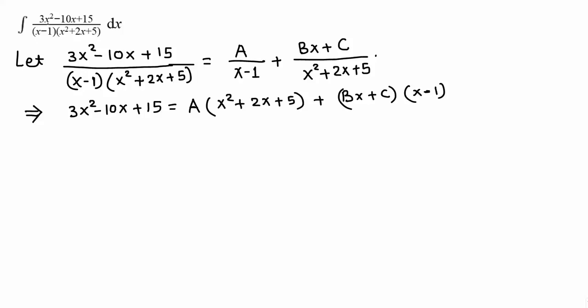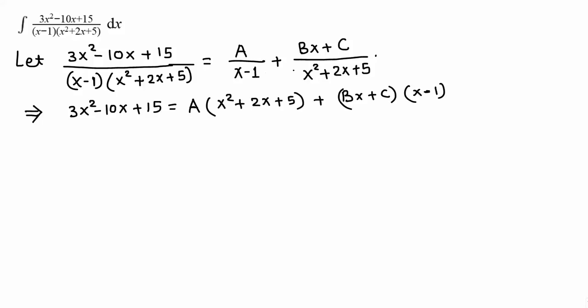Integral of (3x² − 10x + 15) over (x − 1)(x² + 2x + 5) dx. So we want to write this complex fraction as a sum of two simpler fractions. x − 1 is a factor, so A over x − 1, plus something over x² + 2x + 5. This does not factor, so we keep x² + 2x + 5. It's degree 2, so we want to write a degree 1 polynomial on the top, which is Bx + C.